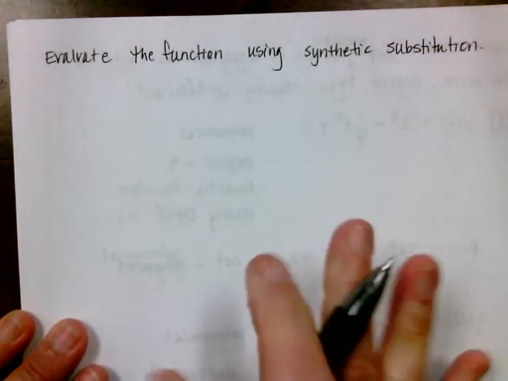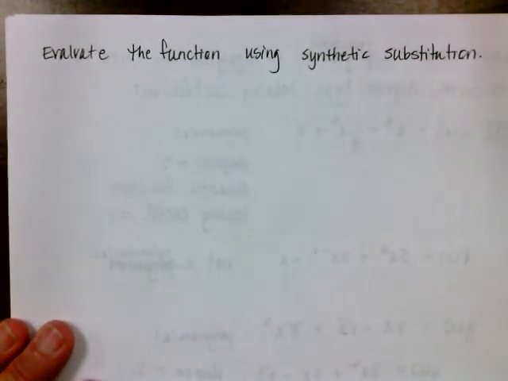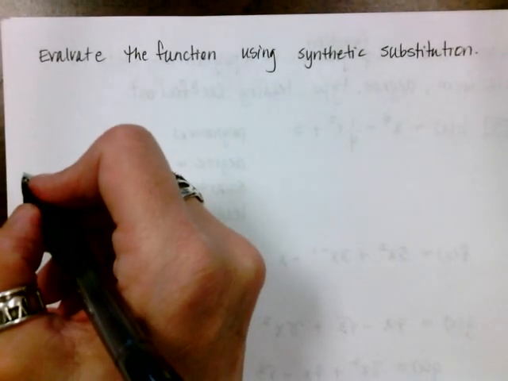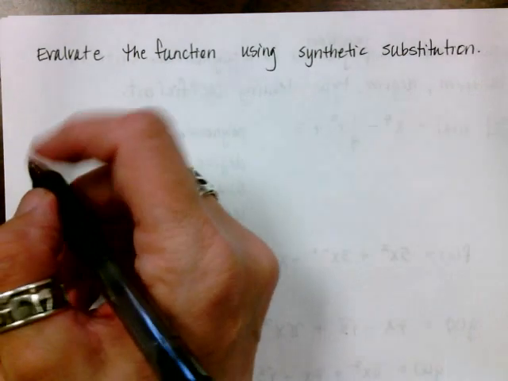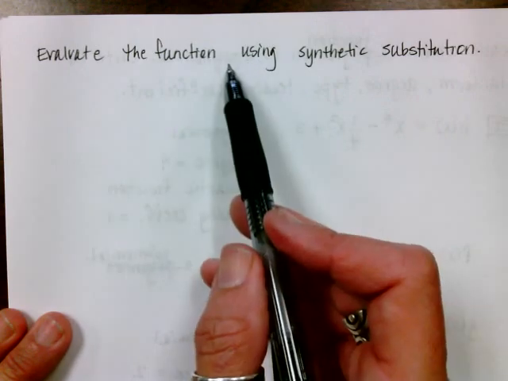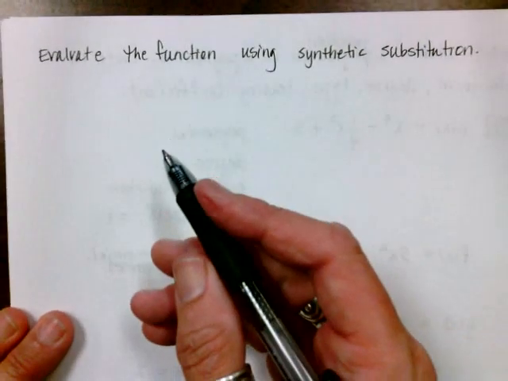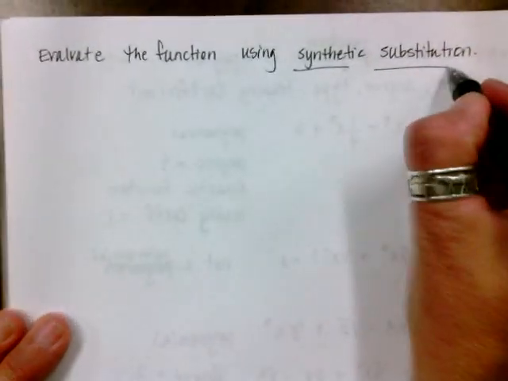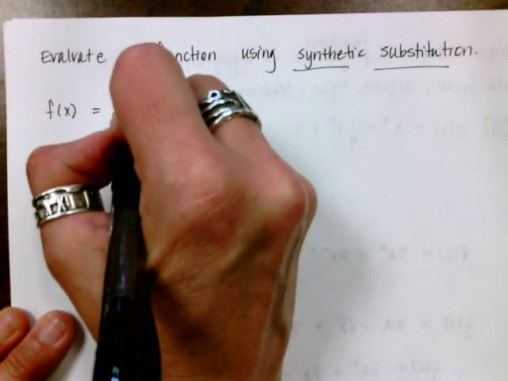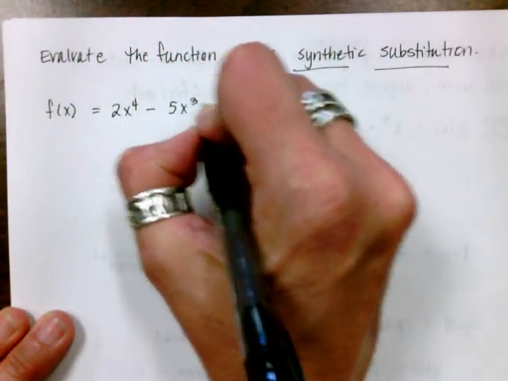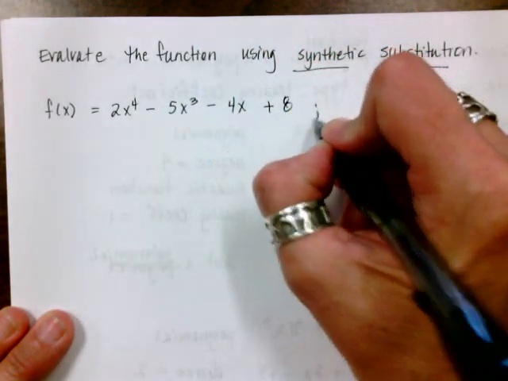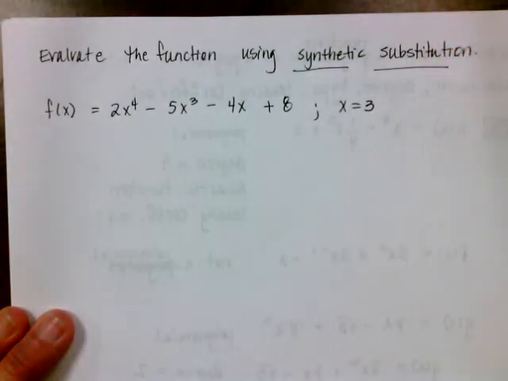We will use this process a little bit later again in the chapter for a different application, but this is kind of a fun way to do this, and it looks weird, but it's actually kind of an easy thing to learn. So I'm going to do exactly the same problem that we did before using this new method called synthetic substitution. So here was our function. We did 2x to the fourth minus 5x to the third minus 4x and then plus 8, and we evaluated it when x was equal to 3.